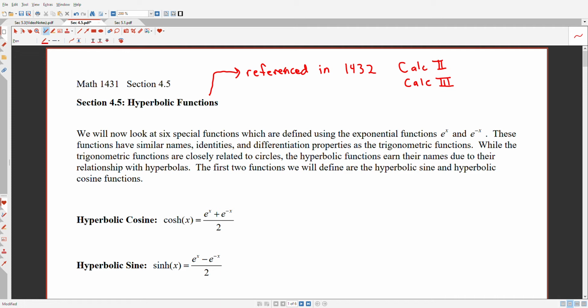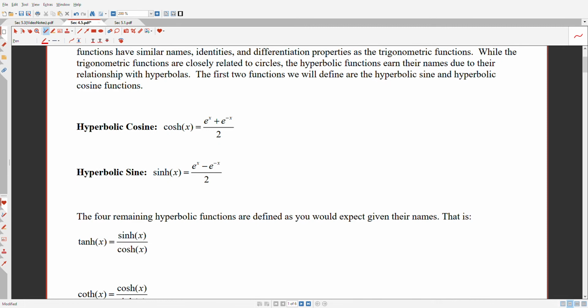For us, though, I want to point out there will be some homework and quiz questions involving this section, but this material will not be on any exams. So I know we're all on a sort of shorter schedule because of all the chaos happening this semester, so I want to alert you to this fact so that you can strategically study and prepare for these exams a little bit better. But okay, let's get to what a hyperbolic trig function is.